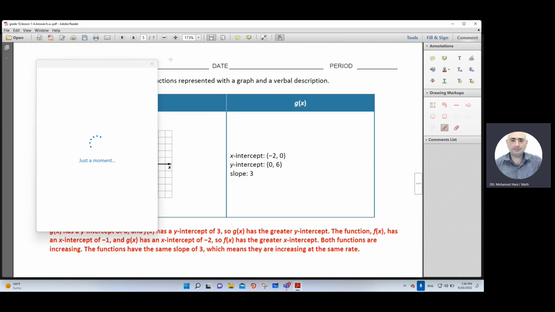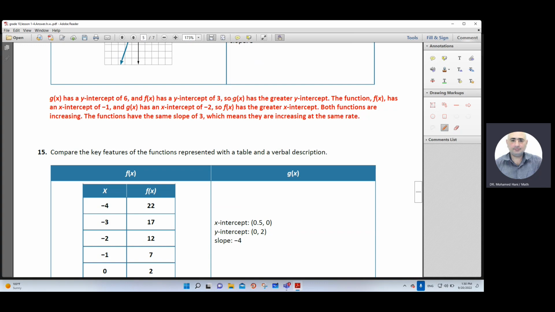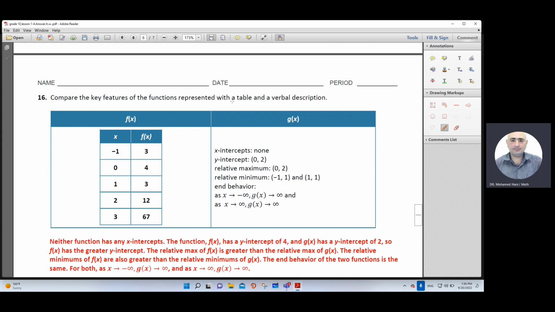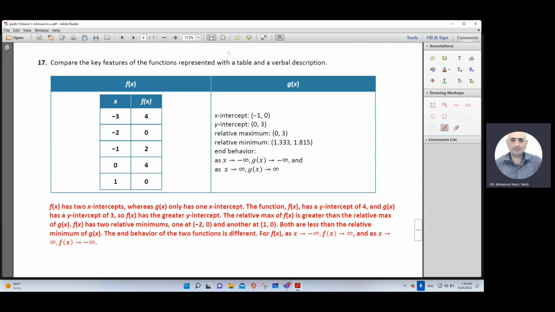Number 14, the same idea. Number 15, number 16. Number 17, I will solve number 17. As you see, we have a table and we have information. We don't have a graph. As you see, x-intercept.